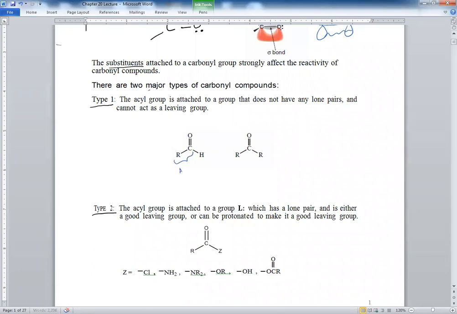This is the acyl group. And of course, this compound is an aldehyde. We have an H right there. We also have an acyl group here as well, but since we have an R group there, this whole thing becomes a ketone. So we have an aldehyde and we have a ketone. Notice that there are two groups here. We have an H, that's what makes an aldehyde, and we have an R group, which is an alkyl group. So we have R and H.